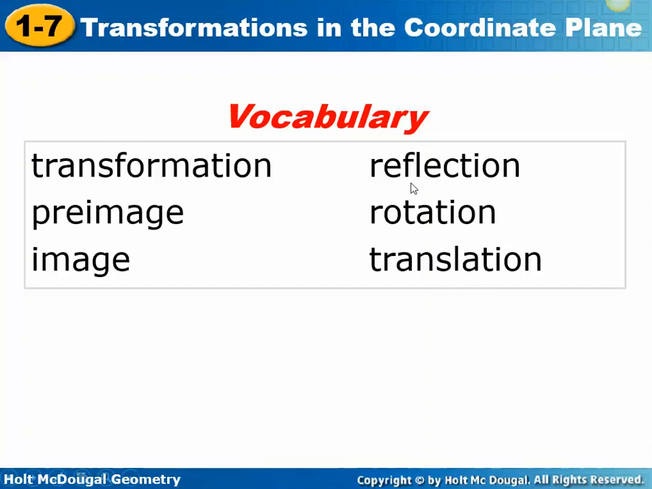The ones we're going to talk about are reflections, that's flipping it over a line, like when you look in a mirror. A rotation is when you spin it, and a translation is just when you move it. Your original figure is called the pre-image, before you change it at all, and the image is what you get after you transform it.